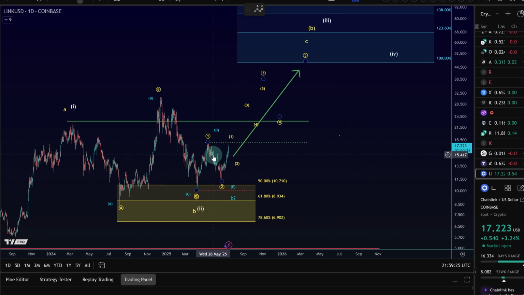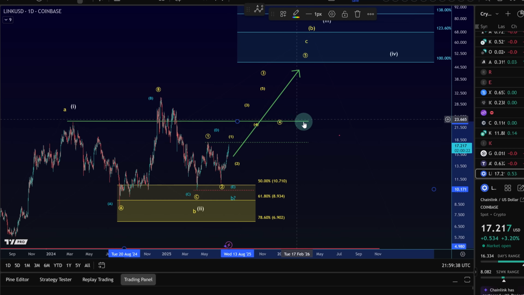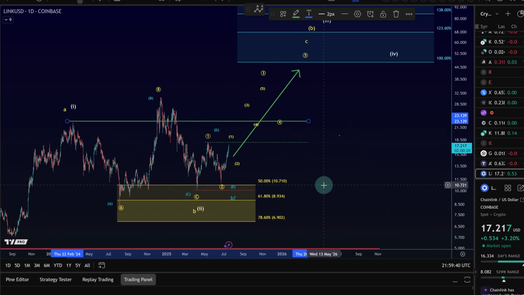Before we do that though, quick reminder what the next resistance levels are. So $17.93 is next resistance. We're nearly there. That's really just immediate resistance. And above that level, there's another level located here at $23.14. That would be the next relevant level to watch. That's basically the previous swing high from 2024.